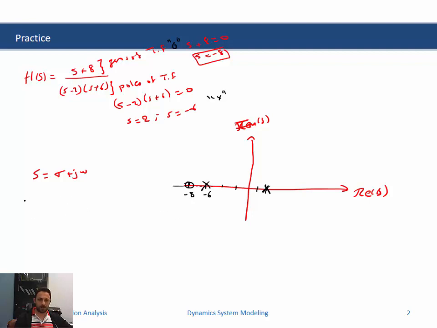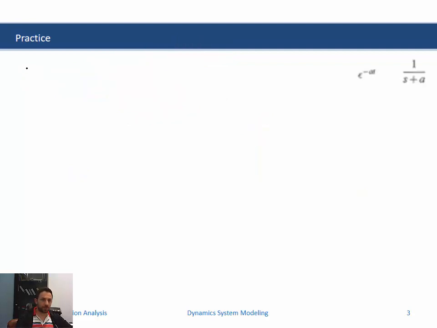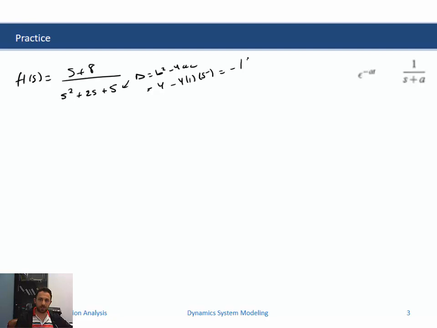What if we have a transfer function H(s) equal to, again, (s + 8) over s squared plus 2s plus 5? Now if you find the roots of the denominator, the delta is equal to b squared minus 4ac, which is 4 minus 4 times 1 times 5, and it turns out to be −16. So we know that there is no real solution.